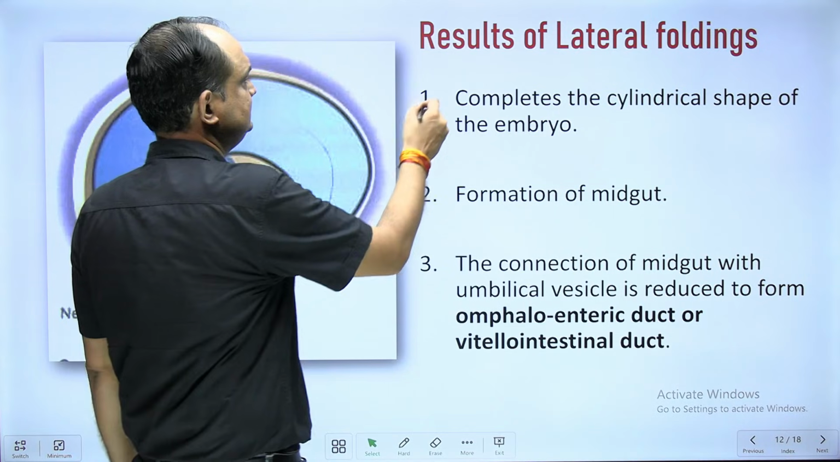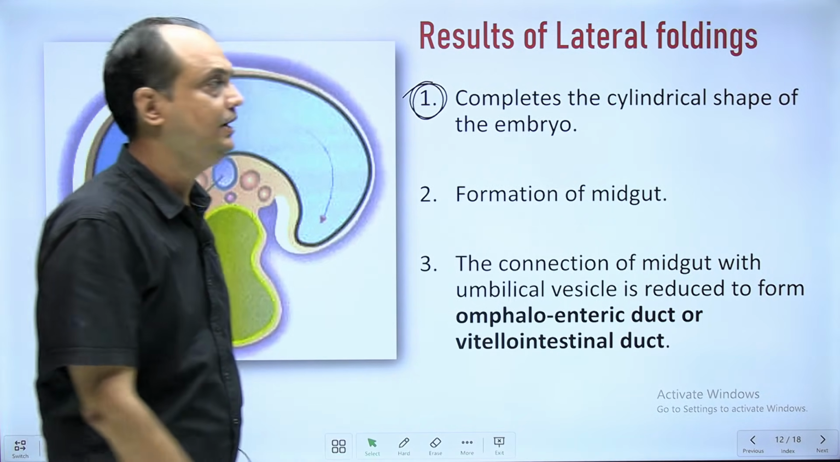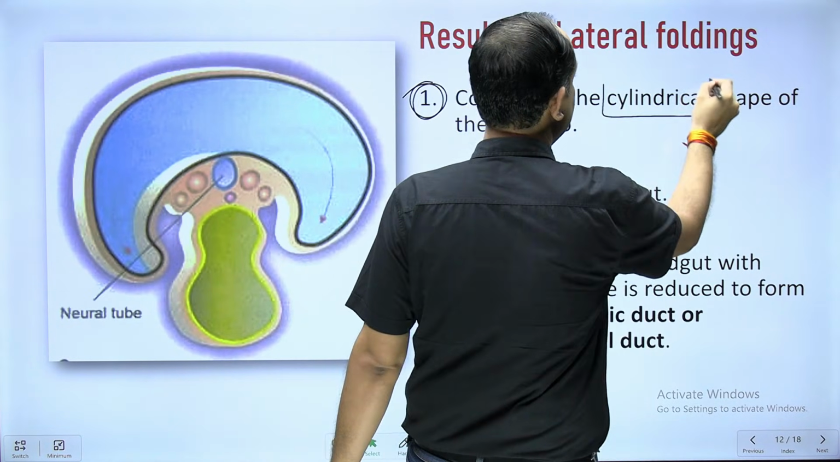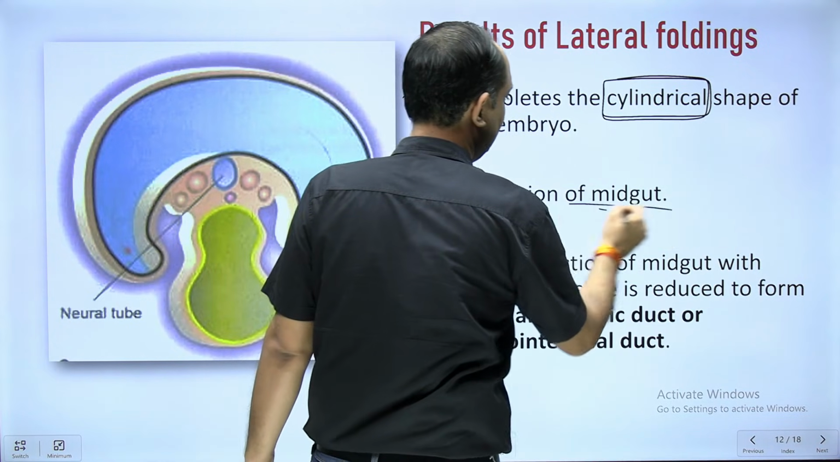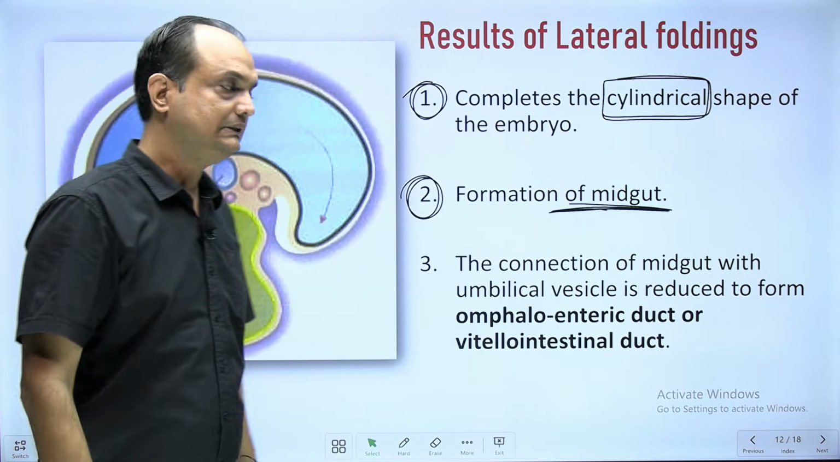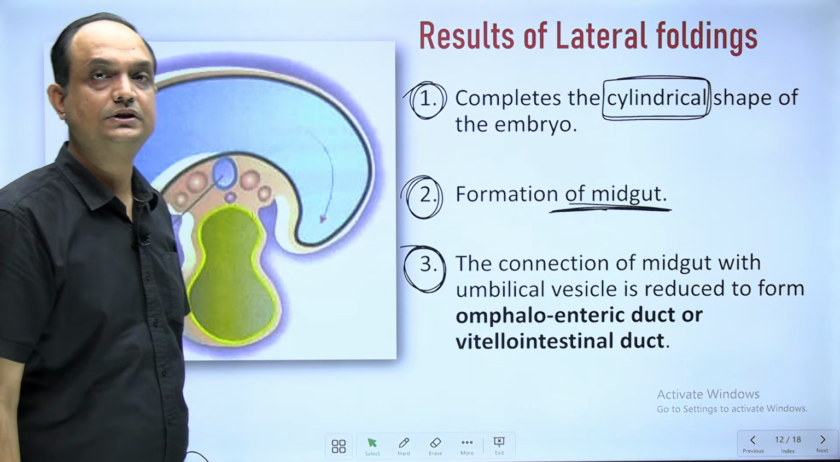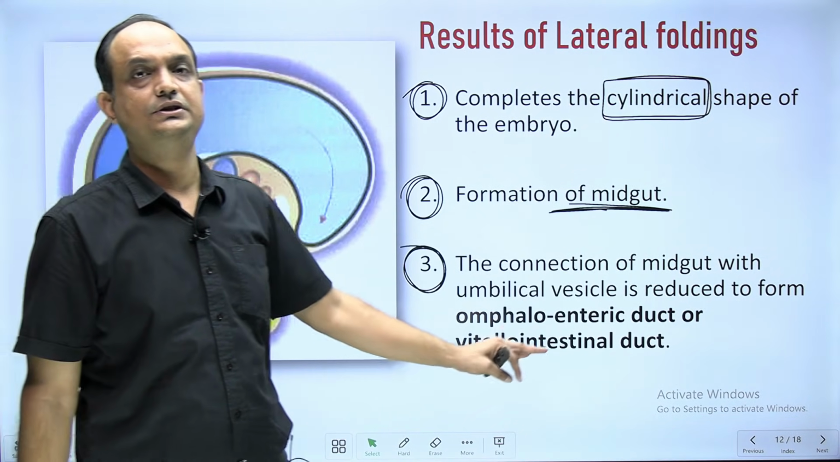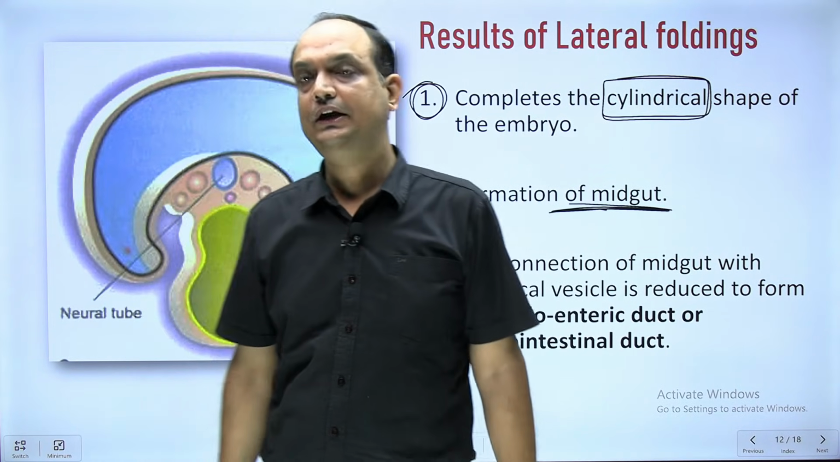So, students, the first thing is that the disc is no more flat, it has changed its shape and it is now cylindrical. The second thing, which I just explained, is the formation of the midgut. The third effect is the formation of an important structure known as the vitello-intestinal duct or omphaloenteric duct. Now, what is this omphaloenteric duct?